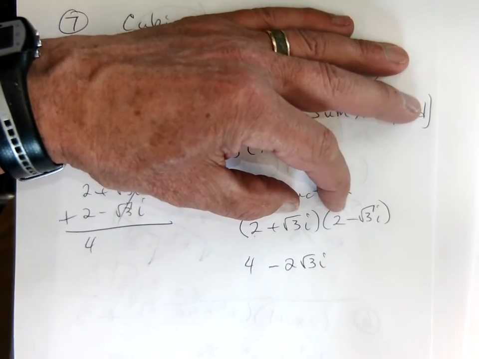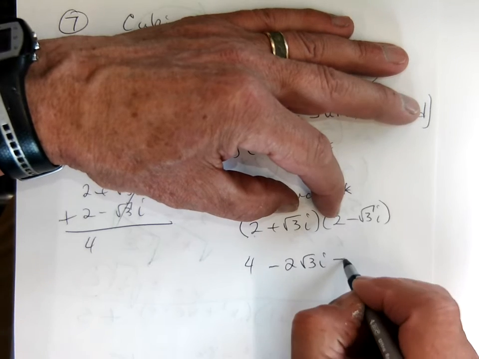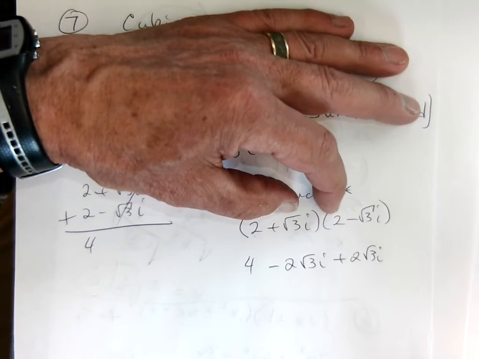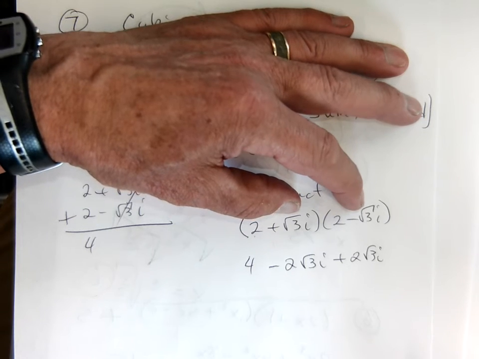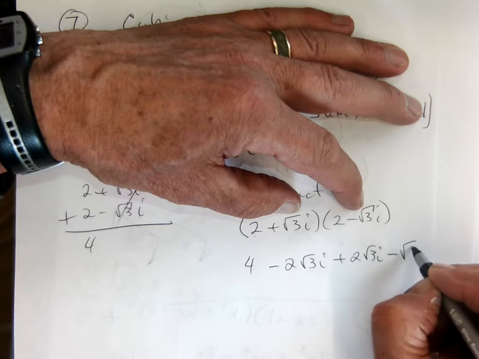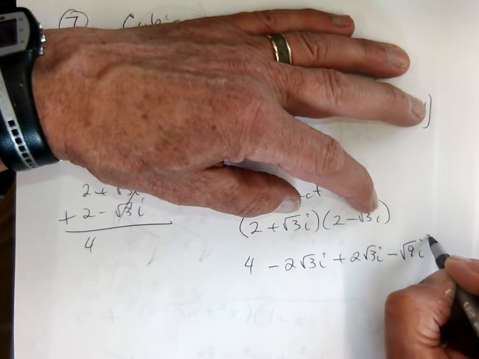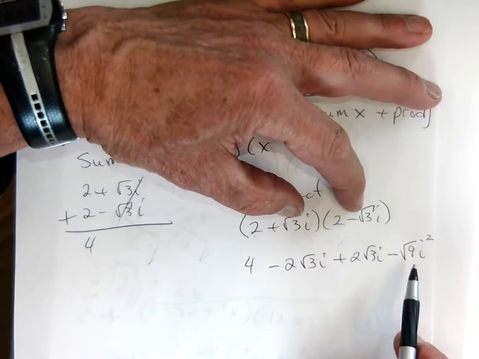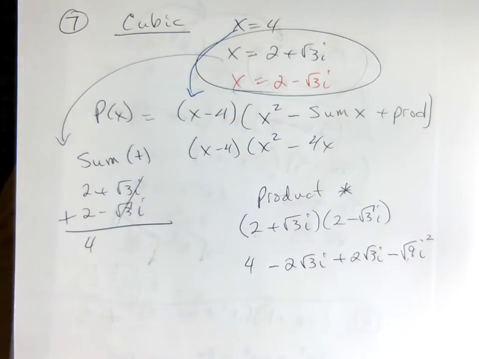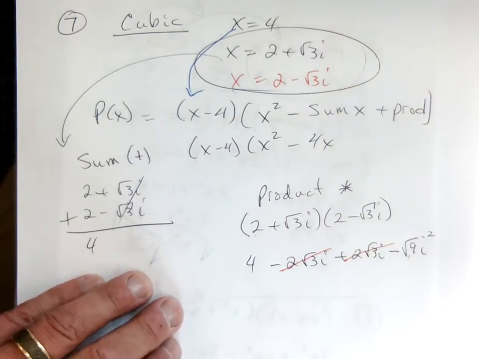And the same thing. We're going to get a positive 2 square root of 3i, right? When I go 2 times square root of 3i. And then I get minus, square root of 3 times square root of 3 is 9. I times I is i squared. Okay? Square root of 3 times square root of 3 is square root of 9. I times I is i squared. Okay, see what I have. Now, first of all, these two middle terms are going to cancel. Boom, boom, gone. They're supposed to.